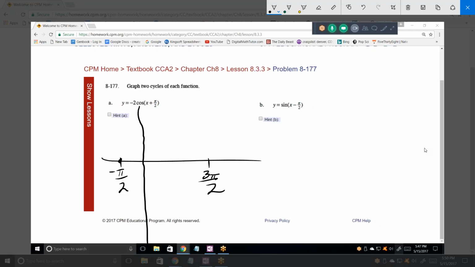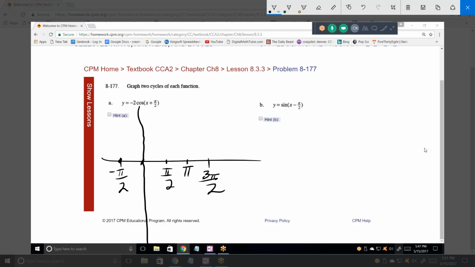We've talked about it before, haven't we? Yeah. Okay, what are they? What's the halfway point here? Pi over 2. That's the first quarter point at 0. Second quarter point at pi over 2. What's the third quarter point? Pi. Now we have a reference point to draw our curve.